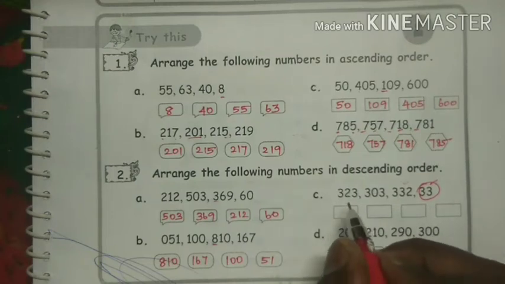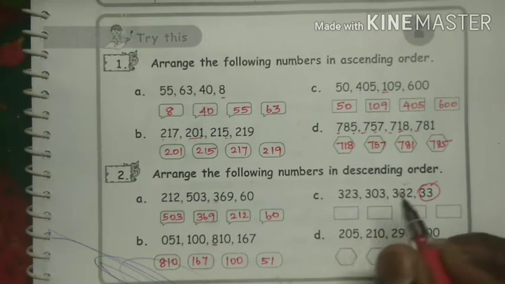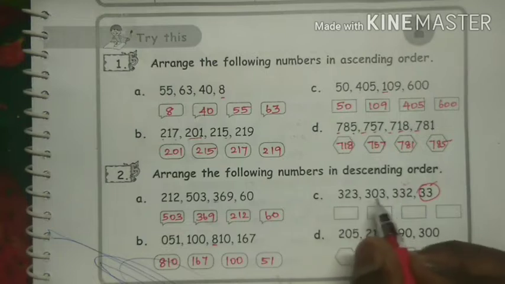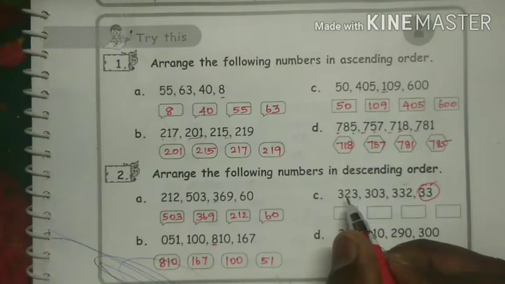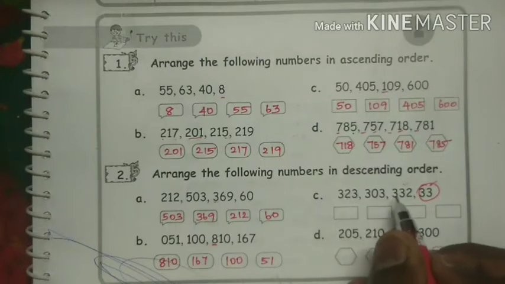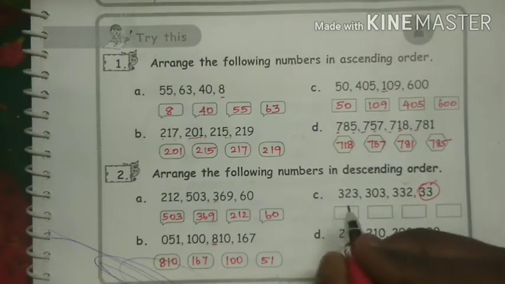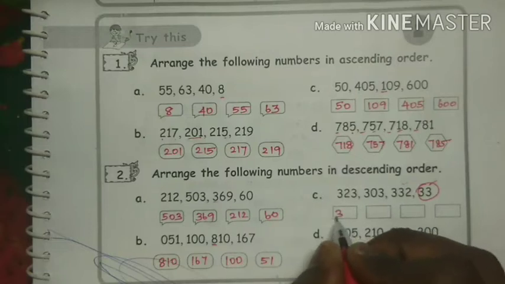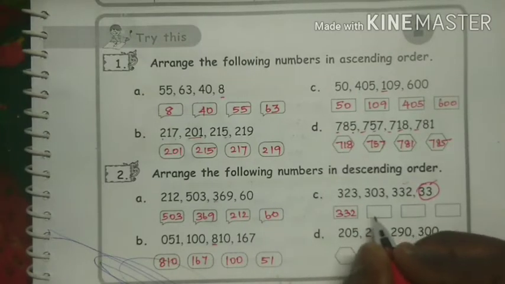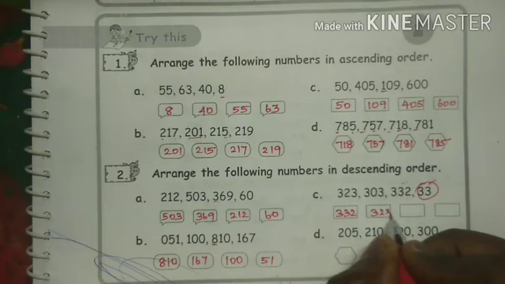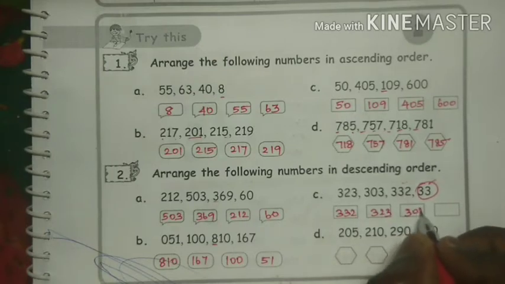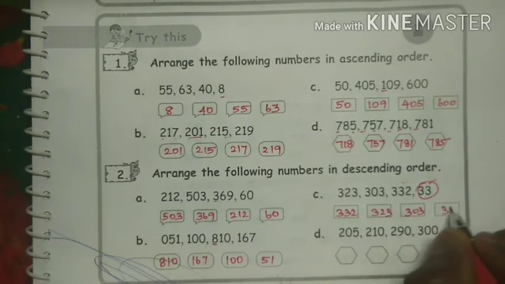Which one is the biggest number? All are the same hundreds only, that is 300, 300, 300. So take the tens place: 2, 0, 3. Which one is the greater? 3. So 332. Next greater, 323, then 303, and finally this one, 33.